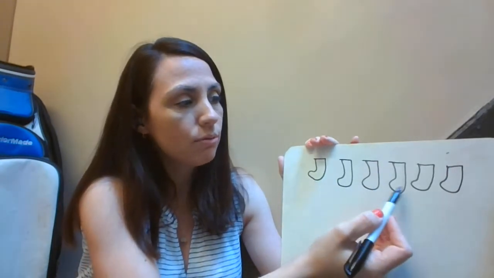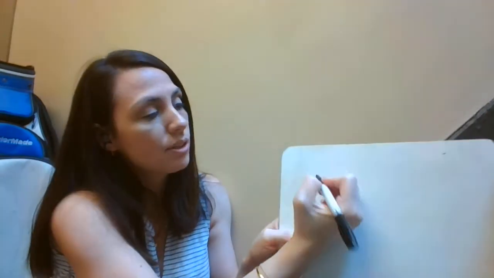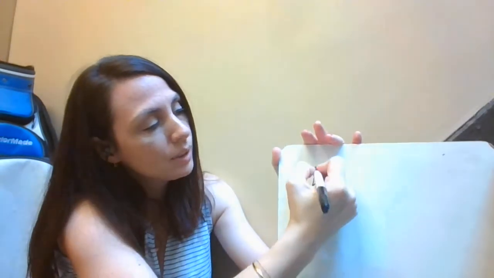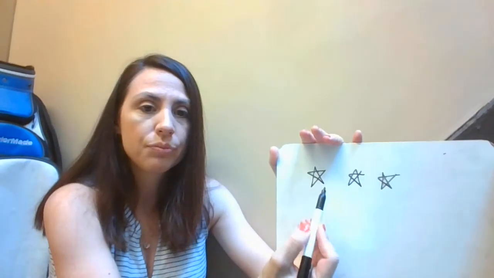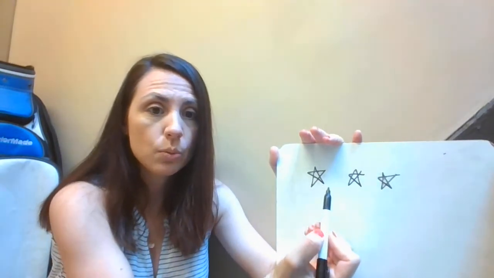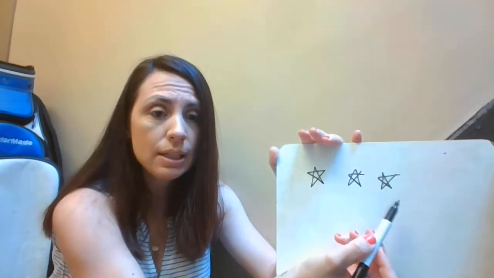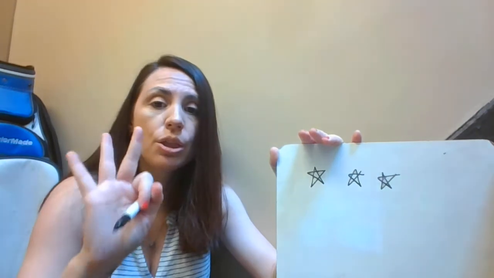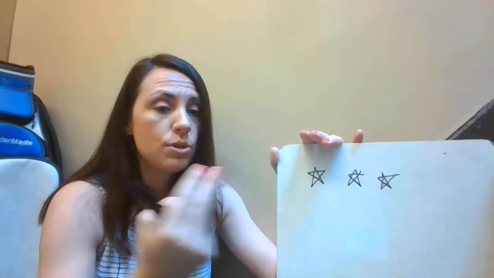So let's count. 1, 2, 3, 4, 5, 6. Excellent. Okay. So I'm going to erase this. So that's counting on. So let's try something else. Let's draw some stars, okay? 1, 2, 3. I have 3 stars. 1, 2, 3. Now I'm going to add more stars. What was the last number I stopped counting at? 3. So let's count on and add 2 more stars.